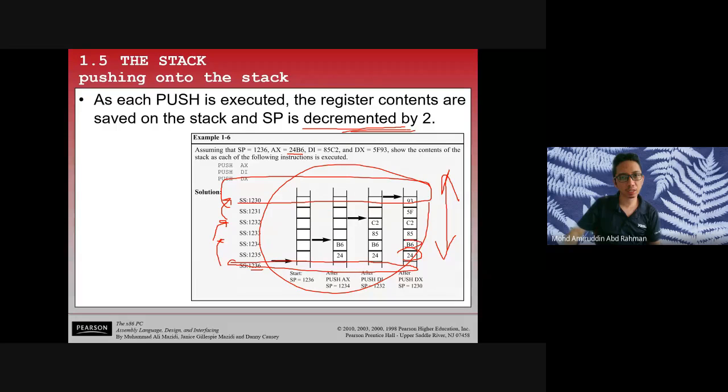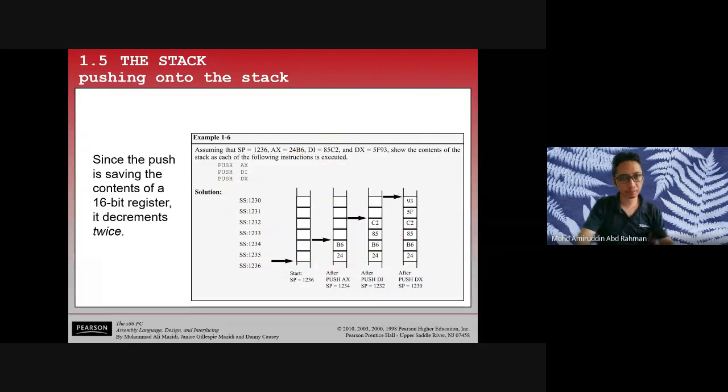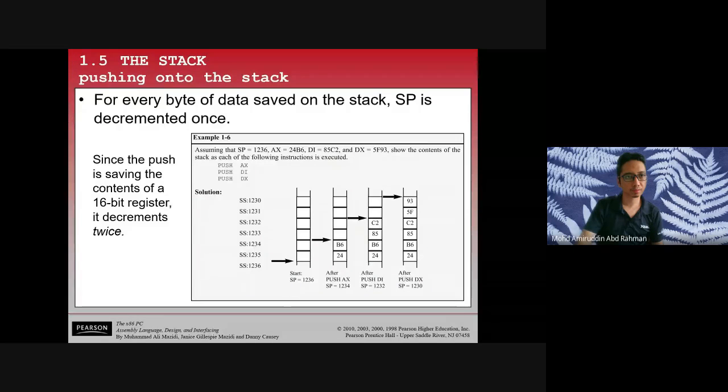24B6 and 85 C2, 5F and C3, 5F and 93. Because we are saving the content of a 16-bit register, we have an 8-bit and also another 8-bit, a lower one and an upper one. So the lower 8-bit and the upper 8-bit, we need to stack it for every 8 and 8. Meaning that for every byte, the SP, the stack pointer, is decremented once.